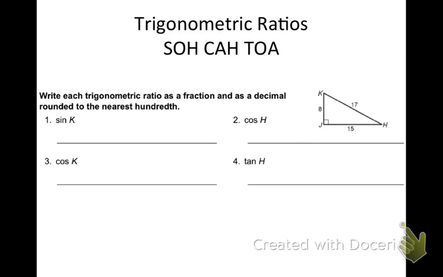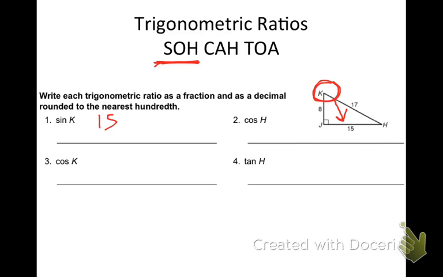Okay. The first thing, number one, says I want to find the sine of K. So I am talking about angle K. Sine is opposite over hypotenuse. Does everybody understand opposite over hypotenuse? So, SOH. I'm looking at opposite over hypotenuse. So K. What is the opposite side of K? I look across. The opposite side is 15.